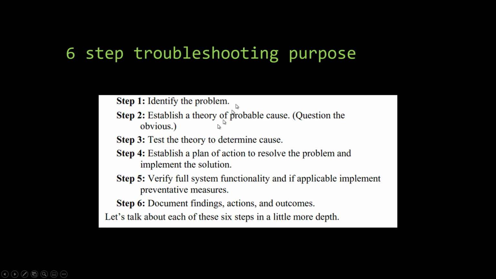Step one, identify the problem. Step two, establish a theory of probable cause. Step three, test the theory to determine cause. Step four, establish a plan of action to resolve the problem and implement the solution. Step 5, verify full system functionality and, if applicable, implement preventive measures. Step six, document findings, actions, and outcomes.